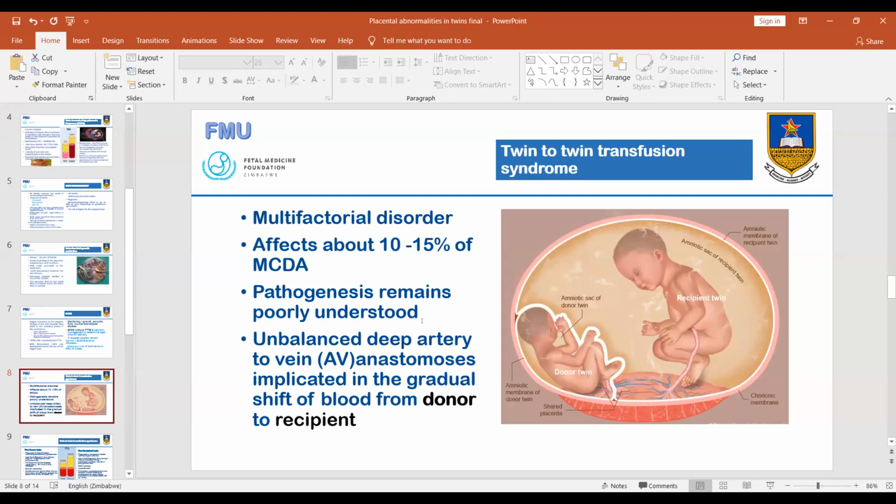And these anastomoses are mainly artery to vein, and they will end up being a difference in the pressure gradient from the artery and the vein, and then blood will end up flowing from the artery to the vein. The twin who is on the arterial side becomes the donor. The twin who is on the venous side becomes the recipient.